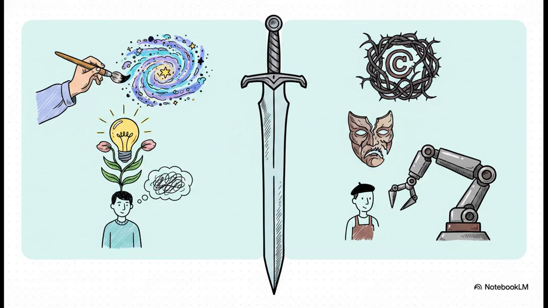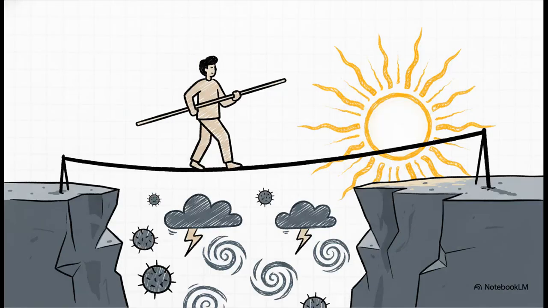But on the other side, the ethical risks are serious. We're dealing with huge questions about copyright, the scary potential for creating convincing deepfakes and misinformation, and of course, the very real concern about job displacement for creative professionals. So you can see the dilemma. The path forward isn't about picking a side. The real challenge for all of us is to figure out how to walk this tightrope, how to build the rules and ethical guardrails to manage the risks, while still getting all the incredible benefits this technology has to offer.